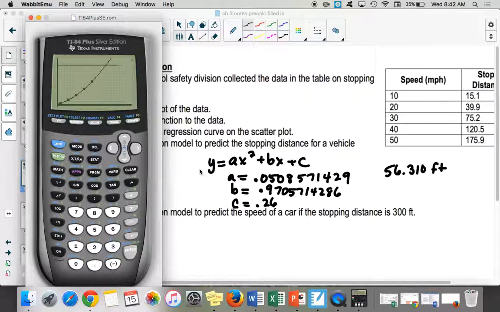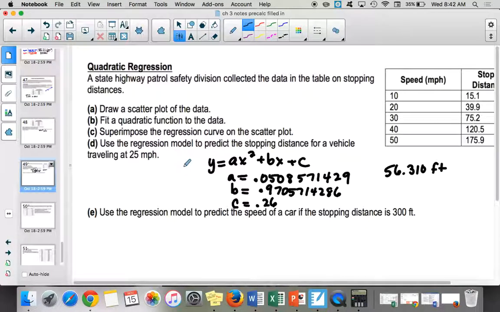Okay, there it is. So we have our intersection point. We do second trace, and you can find that intersection point just like we've done before. So we go up here, get right on top of that point, and hit enter 3 times. So we get 67.81946. Slower than I thought it was going to be. I thought that speed was going to be like 100 miles an hour. It's not. So it's 67.819 miles per hour.